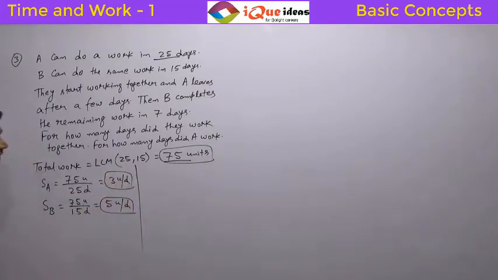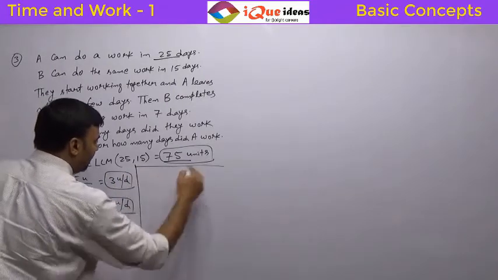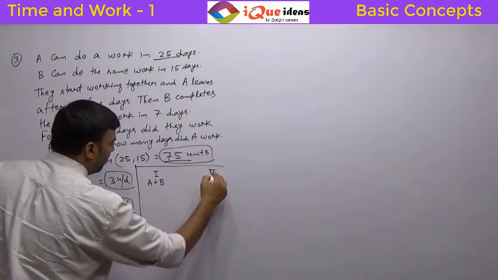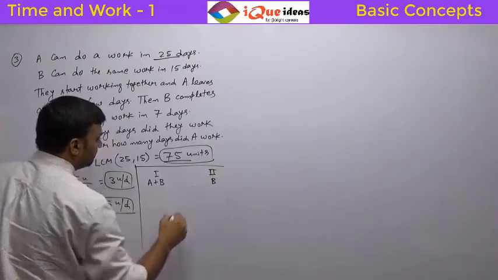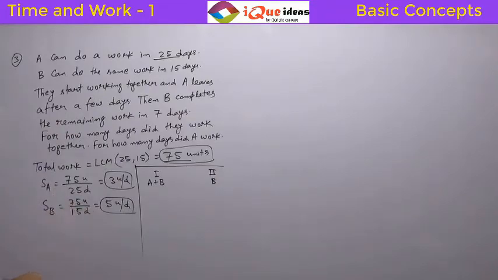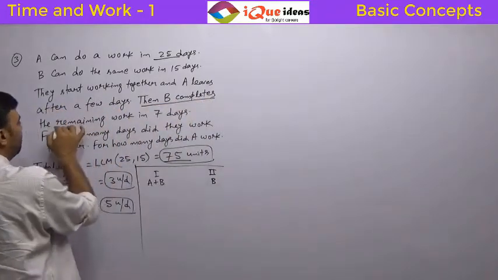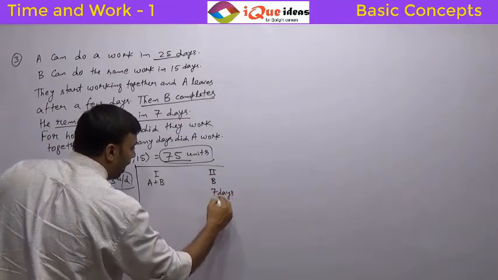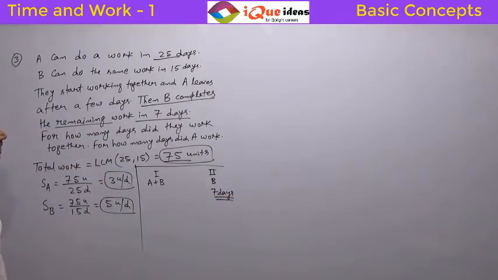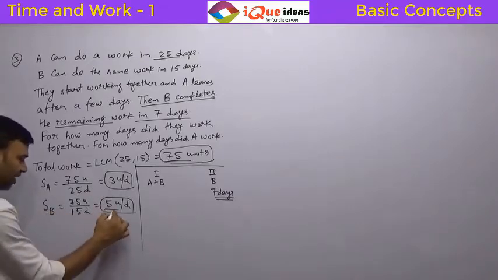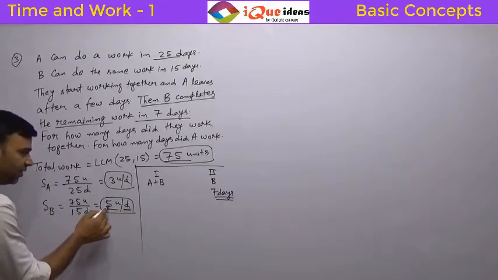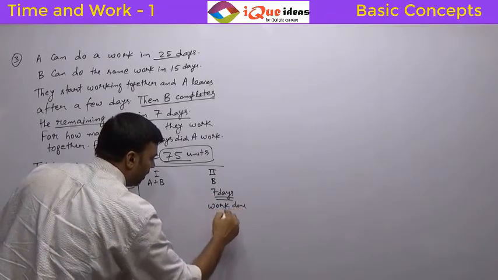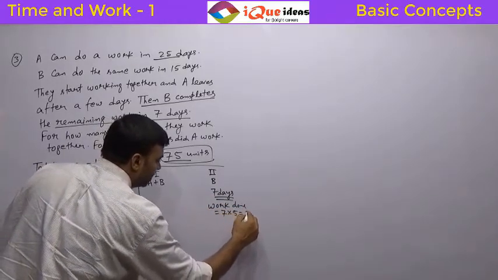Now, the total work is done in two parts. In the first part, A and B are working together. In the second part, only B is working. Right? First, let's take the second part. In the second part, B has completed the remaining work in 7 days. So B is working only for 7 days. How much work can B do in 7 days? Now, the speed of B is 5 units per day. So in 1 day, he can do 5 units. So in 7 days, work done will be equal to 7 into 5, that is 35 units.